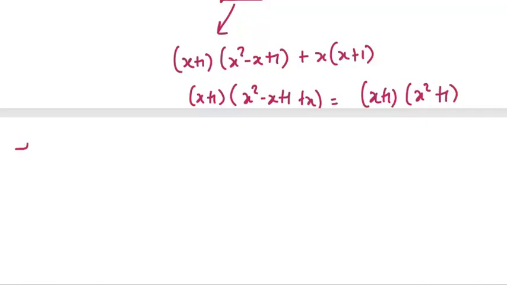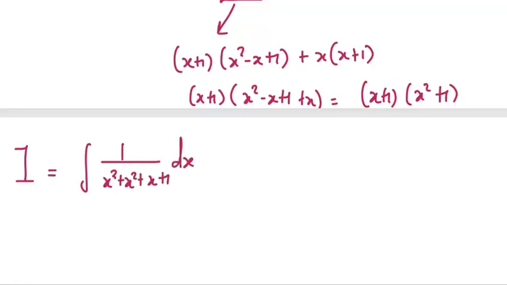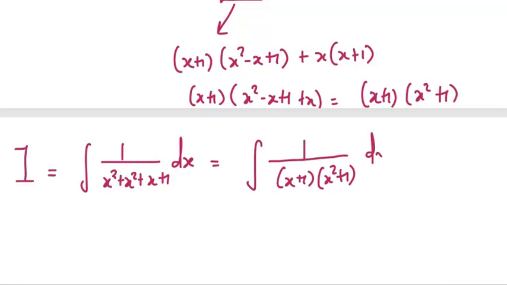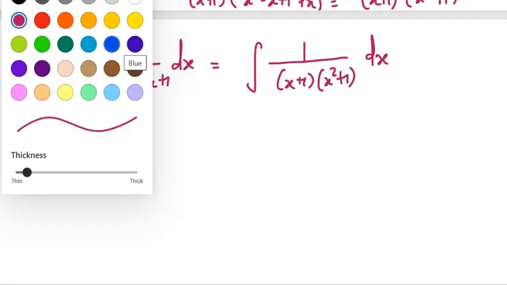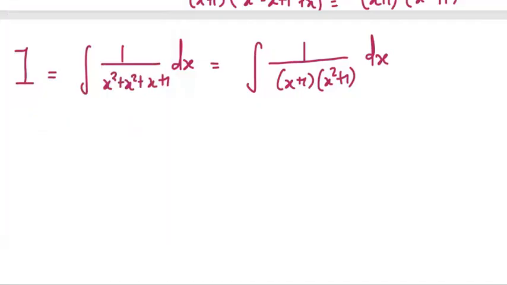So therefore, our integral I, which is equal to the integral of 1 divided by x cubed plus x squared plus x plus 1 dx, is going to be equal to the integral of 1 divided by x plus 1 multiplied by x squared plus 1, and then dx. Now, from here, we're going to decompose this into a sum of partial fractions, okay? So how are we going to do that?